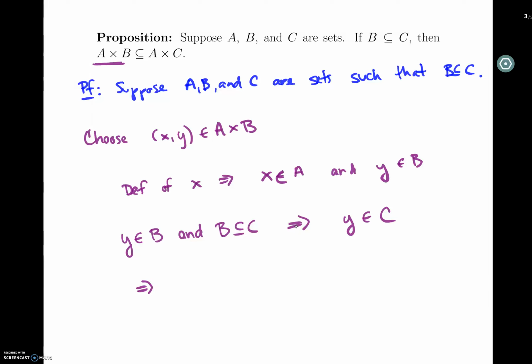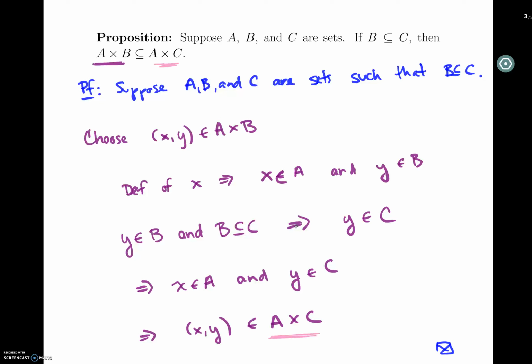So these two things together now tell me that X is an element of A and Y is an element of C. So the definition of our product again comes into play, and we can conclude that XY has to be an element of A cross C. So again, we started with something in that first set, and we conclude that it's in the second set. So we've reached the end of our proof, and we do a happy dance.